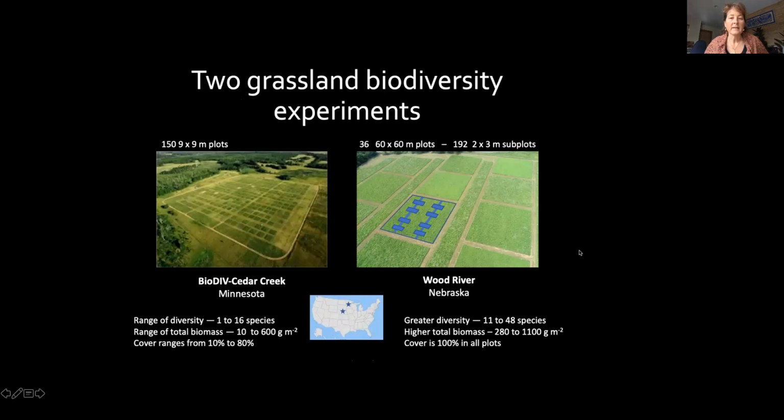And we worked in two different grassland biodiversity experiments, the biodiv experiment at Cedar Creek that I've been talking about, and another one at Wood River in Nebraska, where the plots are much bigger, the soils are much more fertile. And so there were subplots within each of these very large plots. And in this case, there's 100% cover in every plot, whereas in the biodiv experiment, because of weeding, some plots have exposed soil. So there's some big differences in these two experiments, and also there are big differences in soil type and fertility as well.